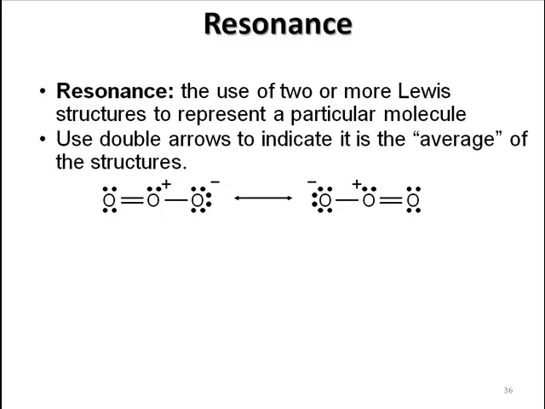You use double arrows to indicate it is the average of these 2 structures. So it's an average of the 2. It does not switch between them. So ozone doesn't change. The bond doesn't switch around. It doesn't go flip, flop, flip, flop. It is just one ozone molecule and is the average of the 2 in the way the electrons are located. Yes?